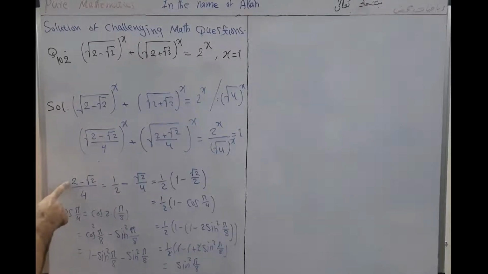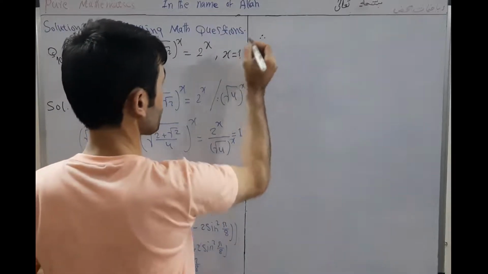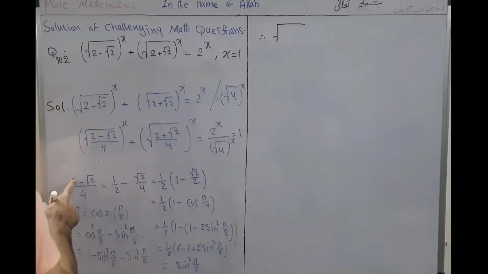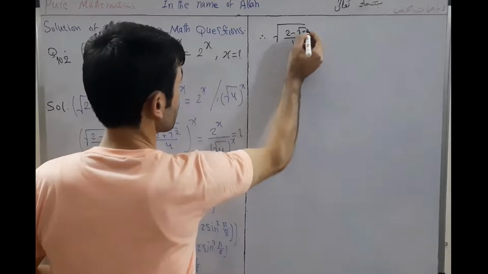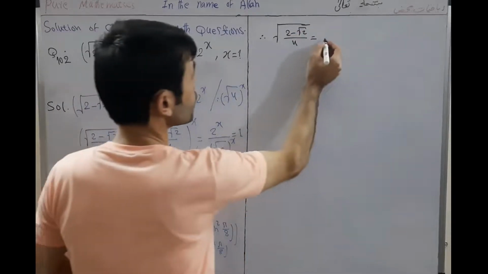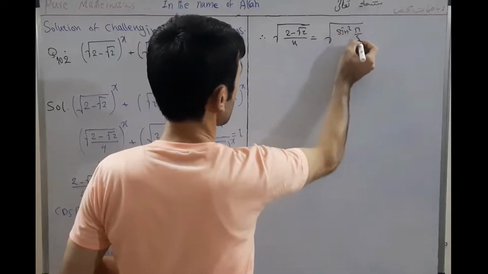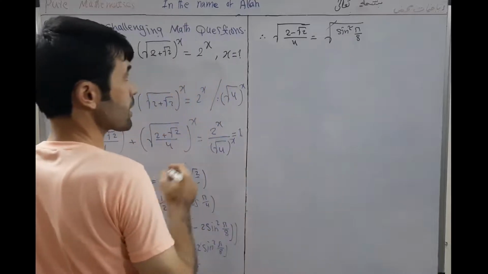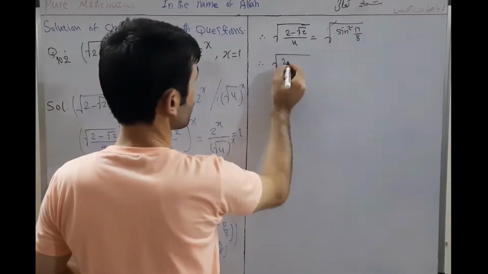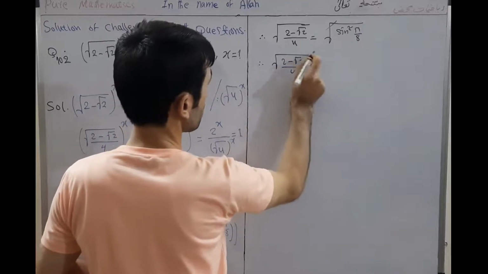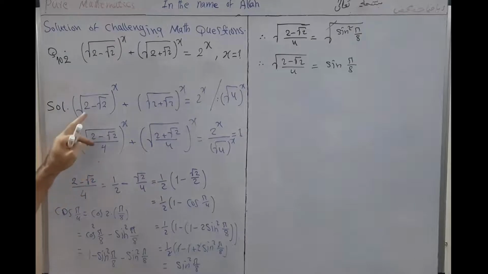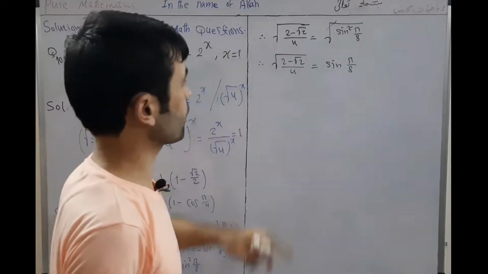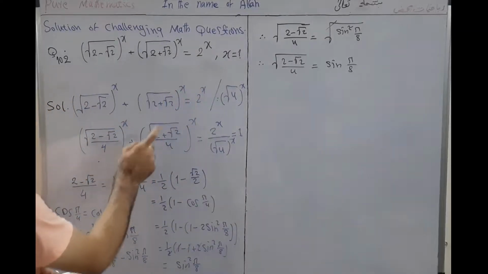It is the value of (2−√2)/4. Therefore (2−√2)/4 is equal to sin²(π/8). Square by square canceled. Therefore, √(2−√2)/4 is equal to sin π/8. It is the value of this term. Now we want to find the value of this term.